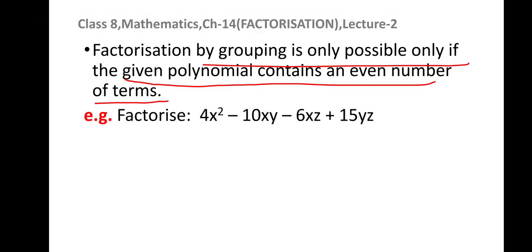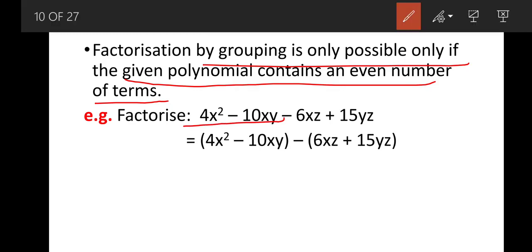So let us take an example. Factorize 4x square minus 10xy minus 6xz plus 15yz. First of all, if we look at all the terms, is there any factor common among all the terms? There is no factor common among all the terms. So we need to make the groups now. These two will come under one group because here it is x square, here it is x, so I can take x common. Here these two can be under one group written inside the bracket together because I can take z common out of these.